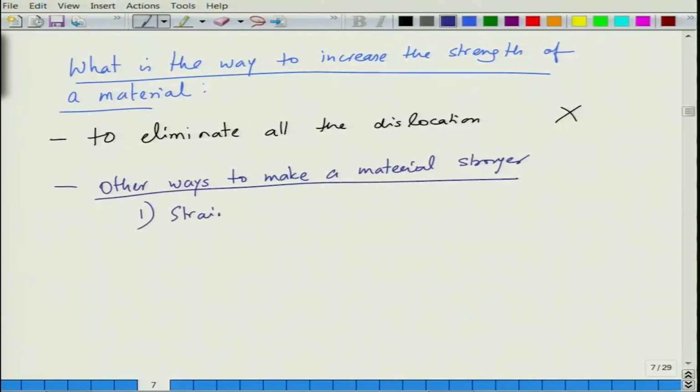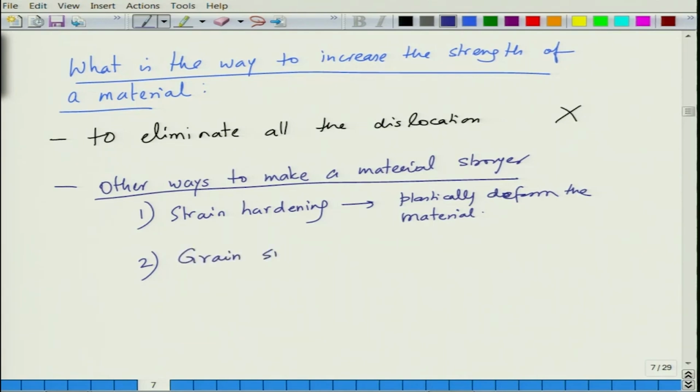The first one is strain hardening, which is the simplest one. Basically, you plastically deform the material and create more and more dislocations. We will see a little bit of this in the next few minutes. The second way to make the material strong is to make the grain size smaller, or do the grain refinement.